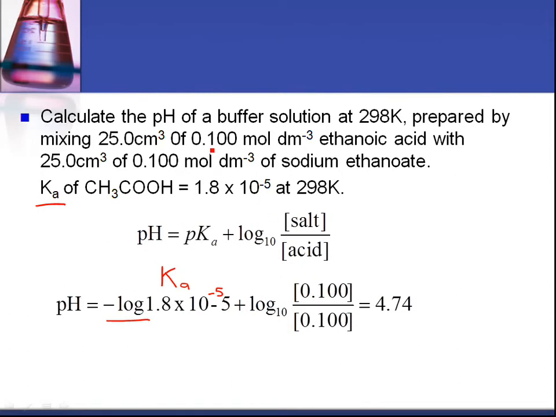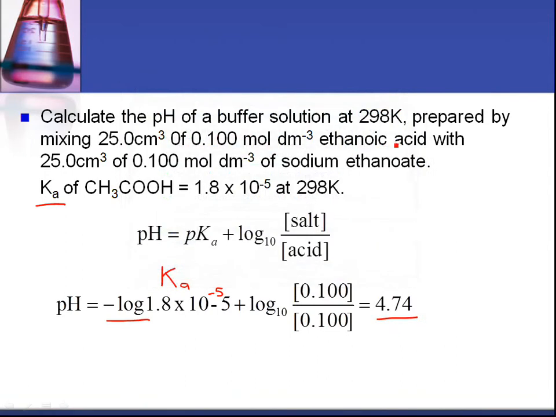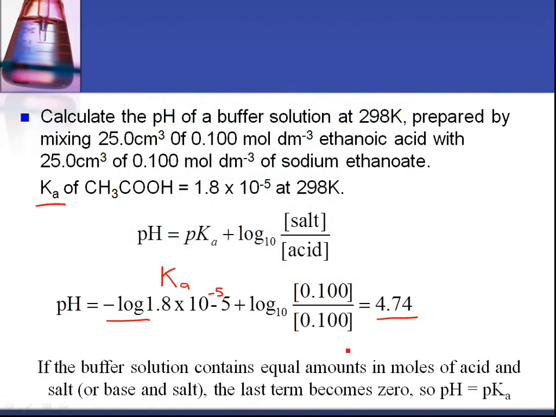Now remember, the assumption is that we use these concentrations in the equation. Okay, so if we do the math on that, negative log of 1.8 times 10 to negative 5 plus the log of 0.100 over 0.100, we get 4.74. Okay, now the point is here: if the buffer solution contains equal amounts in moles of acid and salt, or base and salt, the last term becomes 0.